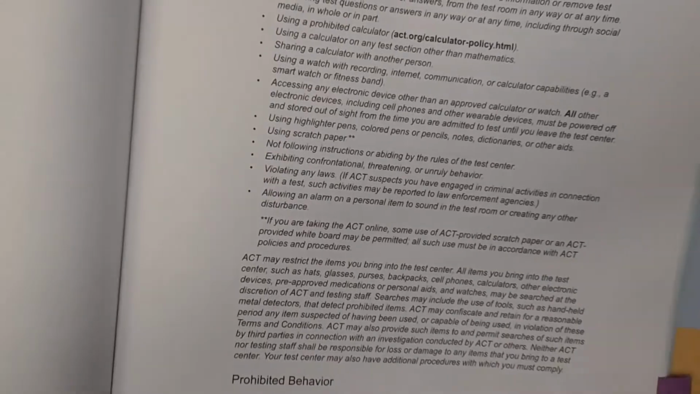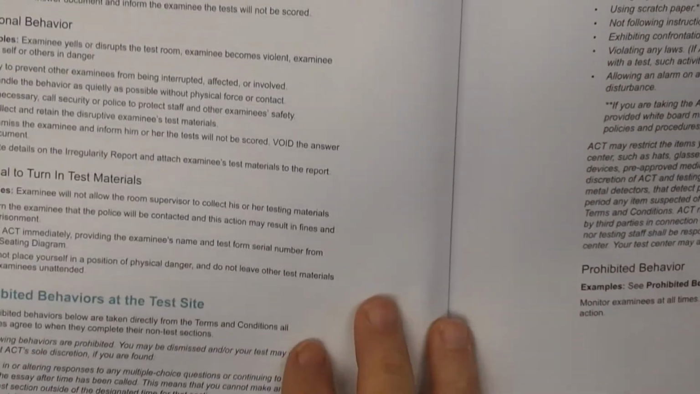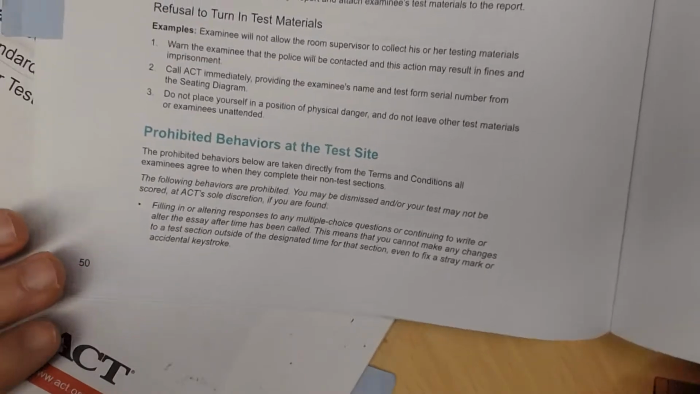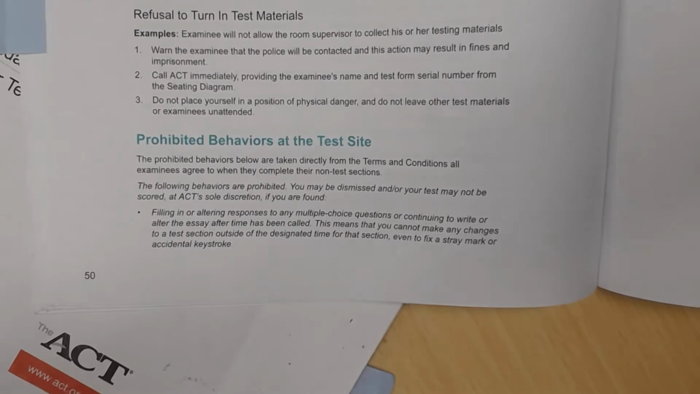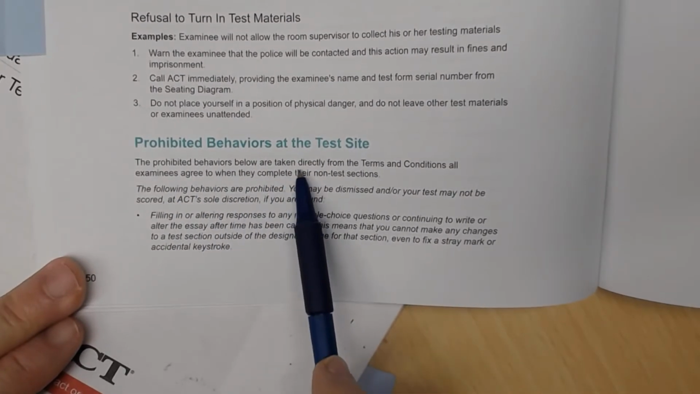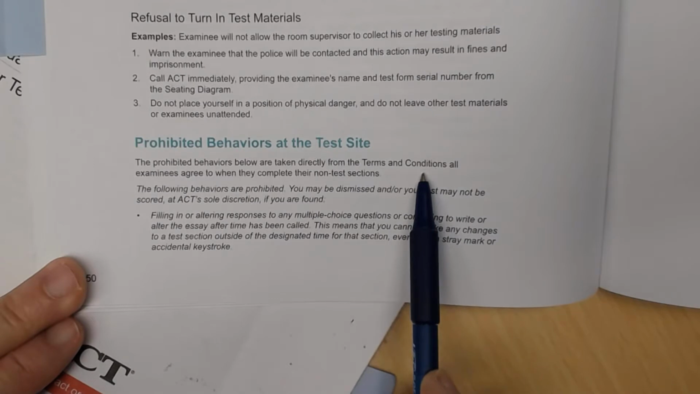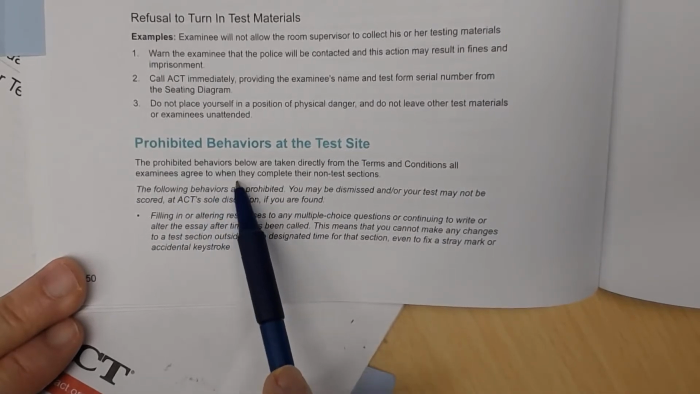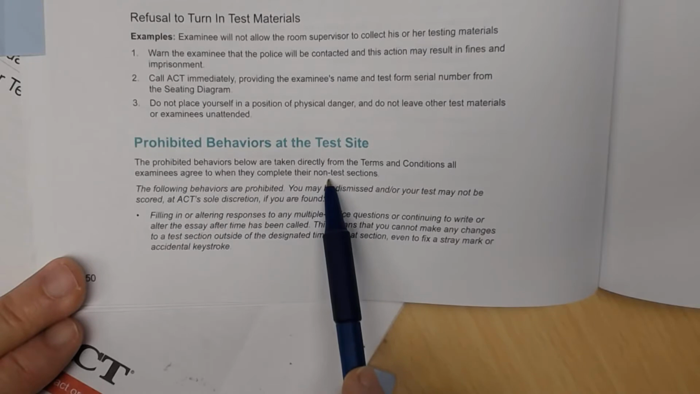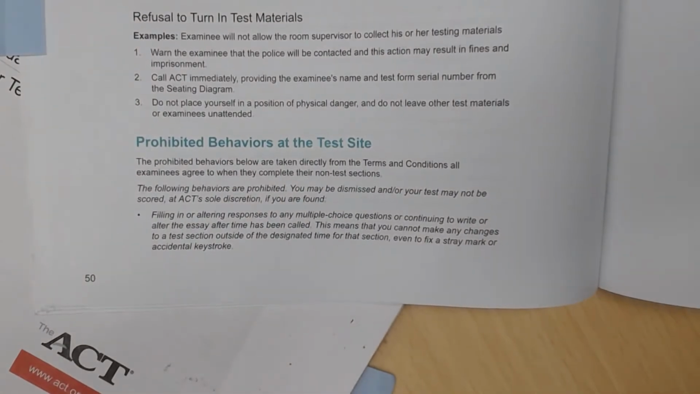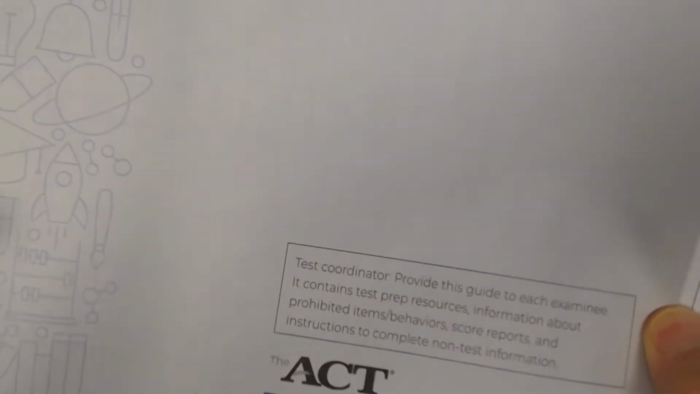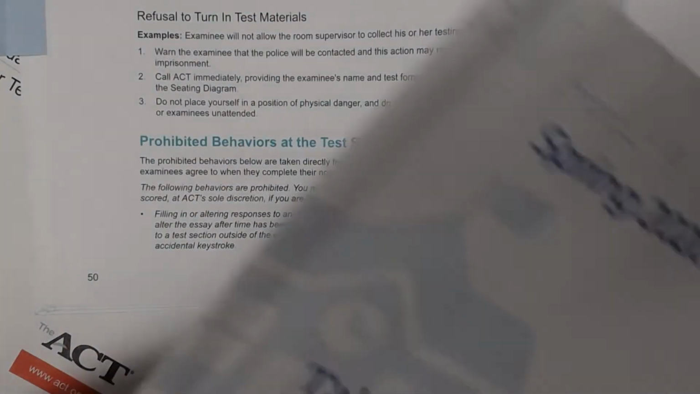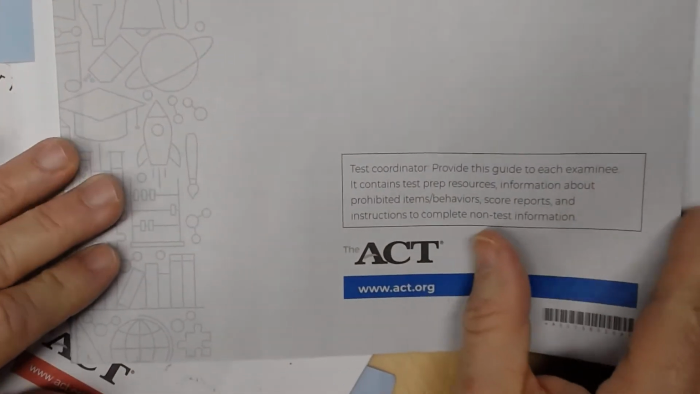Okay, now let's go back to page 50 in my case. On the bottom of page 50, it talks about prohibited behaviors at test site. The prohibited behaviors below are taken directly from the terms and conditions all examinees agree to when they completed their non-test sections. What that means is this. Before students take test one, at least one day before, it cannot be done the day of. It has to be done before test day.